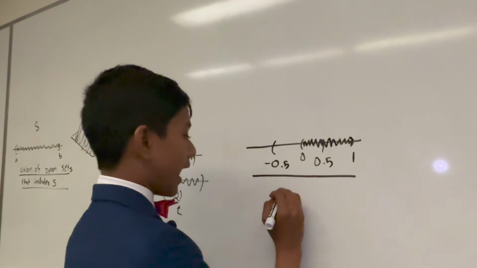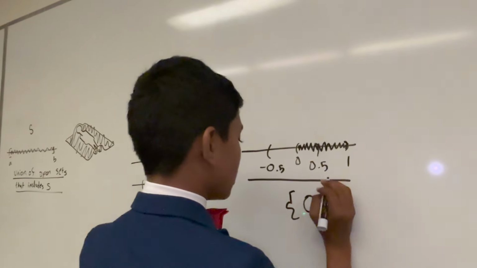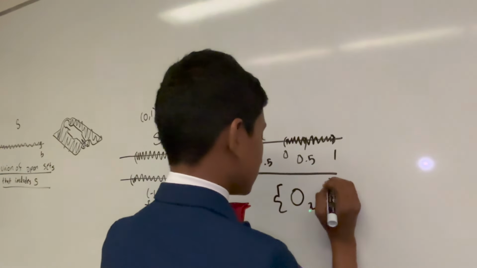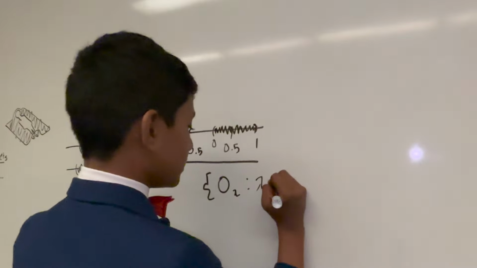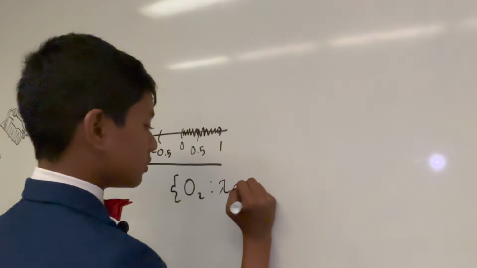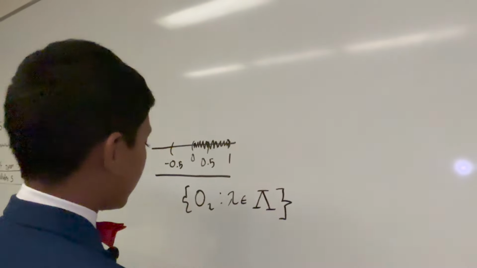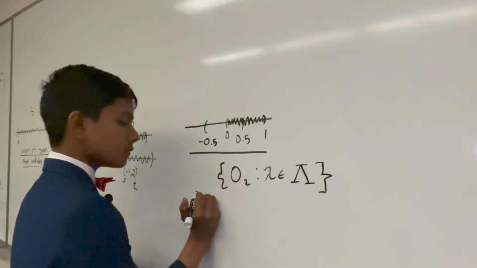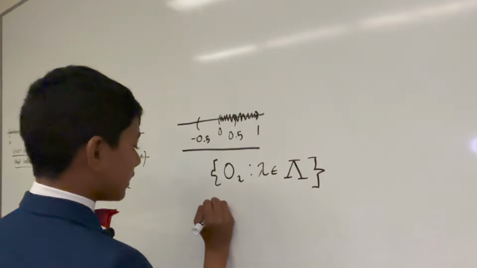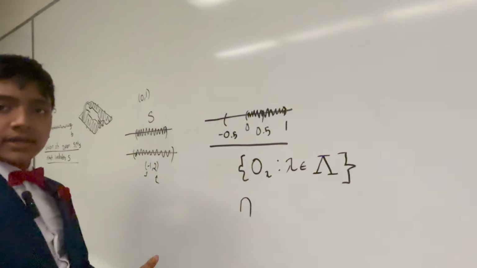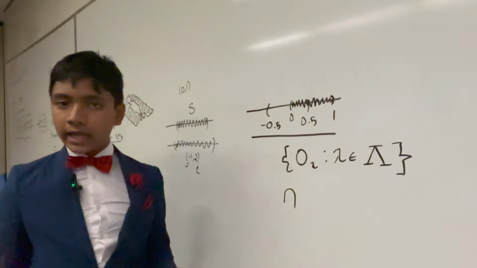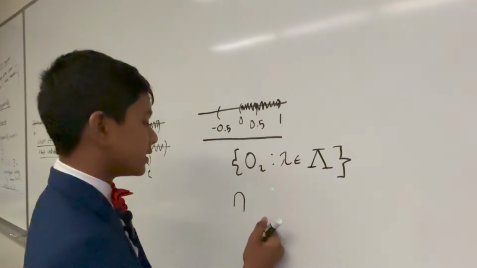So, if we have O lambda such that lambda is in capital lambda, then we know, and capital lambda could be finite or infinite. That's why we're not using n or r or anything arbitrary like that.